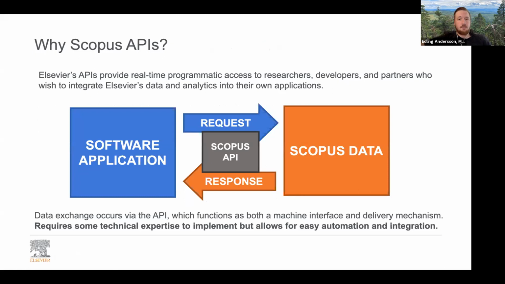But what about the Scopus APIs? Let's say you create a software application and you want to populate it with Scopus data, be it publications or articles or information around journals. You could download all the necessary data from Scopus and upload it manually into your application. Or you could use an API. The API is the bridge that connects your software with Elsevier's internal systems that provide the data.